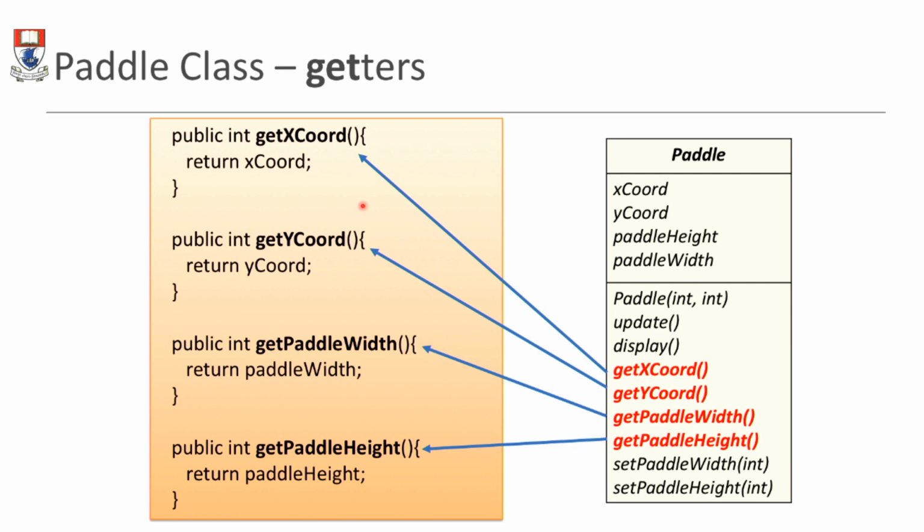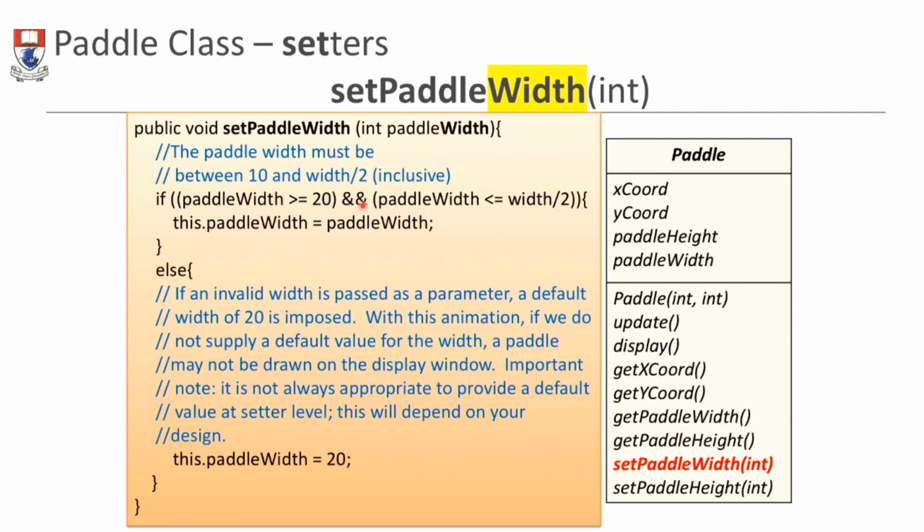So here's our getters. And then we need to set the paddle width. So let's just take a look at this one. Again, nothing too difficult here. We're saying the paddle width must be between 10 and the width of the screen divided by 2. So we're not allowing you to create a paddle that's the full width of the screen. It's allowing you to specify a paddle width half the size of the screen. Otherwise, this.paddleWidth equals 20. So if you don't specify a value or it's outside the range, we're initializing it to be 20.